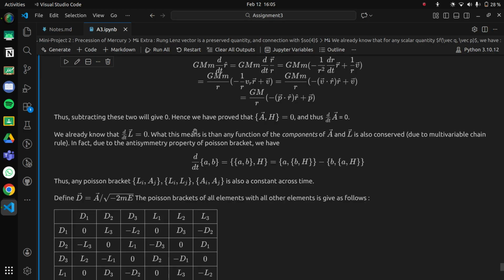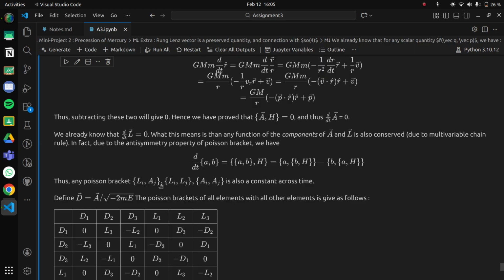So due to the antisymmetry property of the Poisson bracket, we have this thing. The first line is pretty obvious: the derivative of the Poisson bracket of A and B is just the Poisson bracket taken with H again. But then we use the antisymmetry property of the Poisson bracket and we get this: the Poisson bracket of A with the Poisson bracket of B and H, plus the Poisson bracket of B with the Poisson bracket of A and H. Now for any kind of components, so L_i, A_j, where i and j are which dimension we are dealing with.